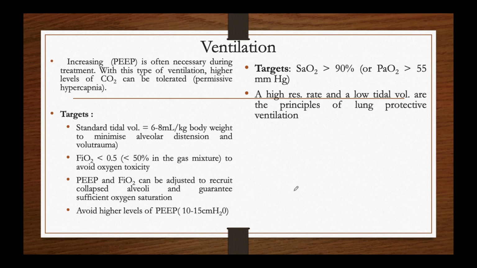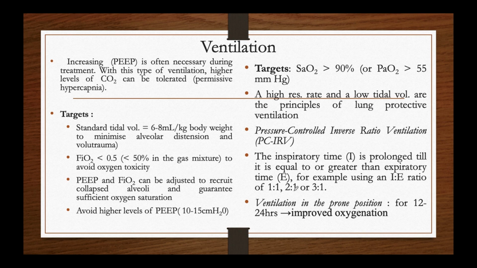Now, when all these have failed to help us achieve the targets that we want, then we must employ other methods such as pressure controlled inverse ratio ventilation. Now, the key feature of this procedure is that the inspiratory time is prolonged till it is equal to or greater than the expiratory time. For example, we can use an inspiration to expiration ratio of 1:1, or 2:1, or 3:1.